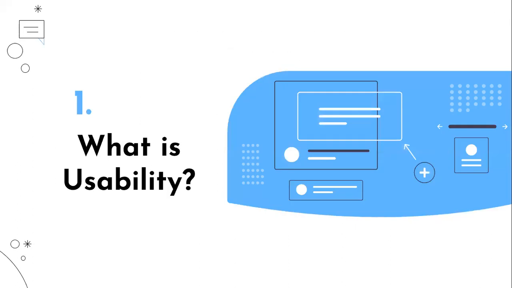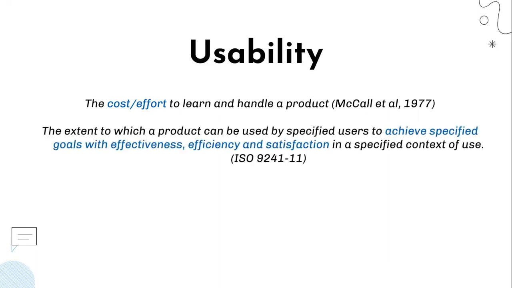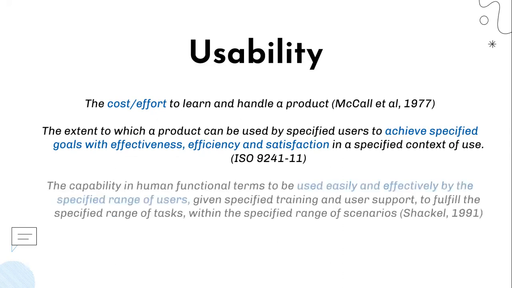First things first, what is usability? Usability has been defined many times by many authors. For example, McCall defines usability as the cost or effort to learn and handle a product. The ISO defined it as the extent to which a product can be used by specified users to achieve specified goals with effectiveness, efficiency, and satisfaction in a specified context of use.